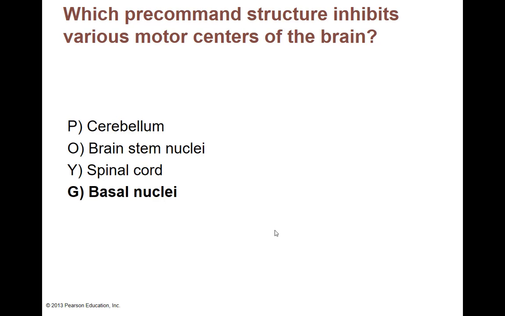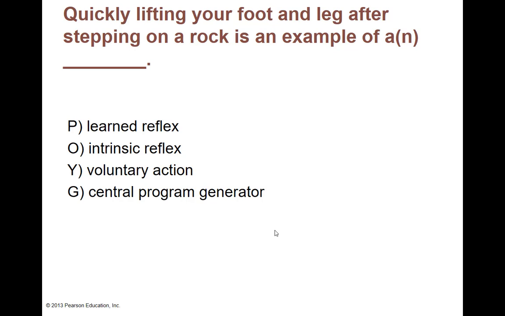Since basal nuclei inhibits muscles from contracting, what's the side effect of Parkinson's? It's shaking, because the basal nuclei is not inhibiting that muscle contraction anymore, and so the muscles are just contracting out of control. Quickly lifting your foot and leg after stepping on a rock is an example of what?